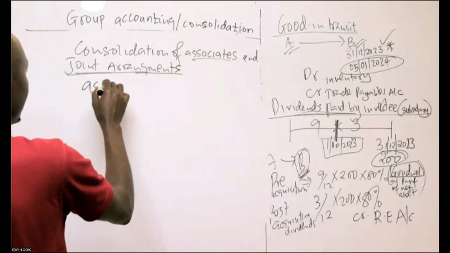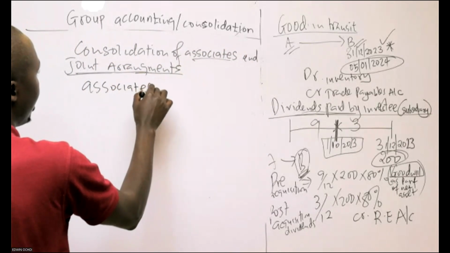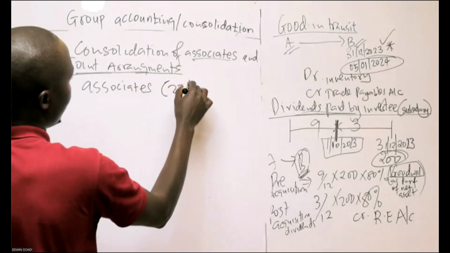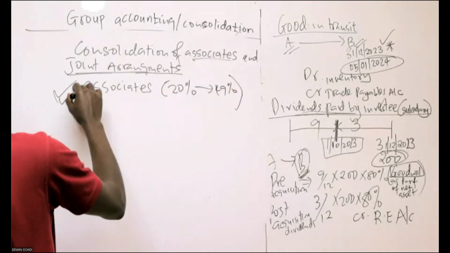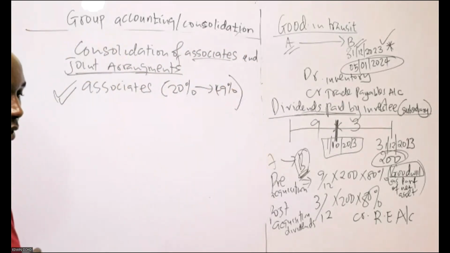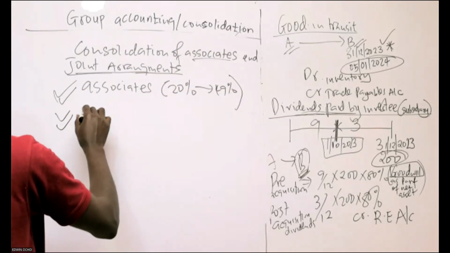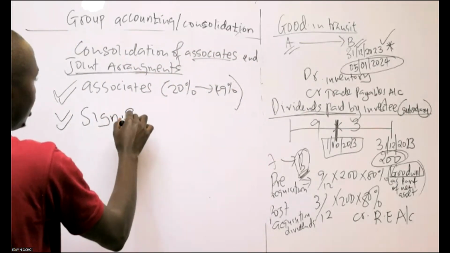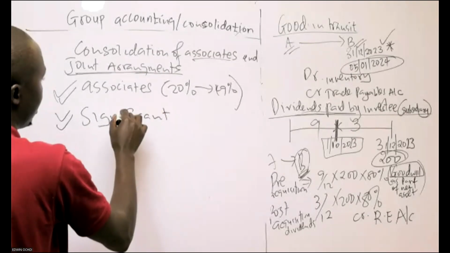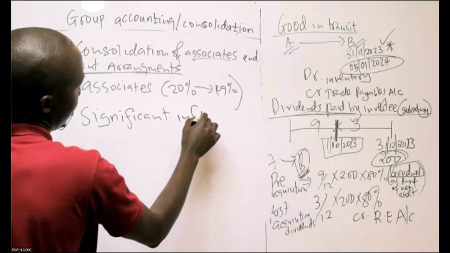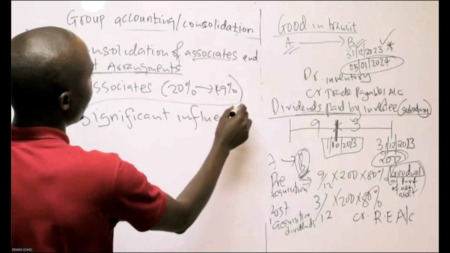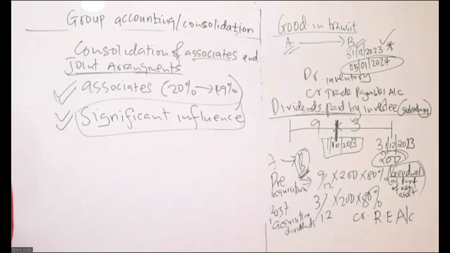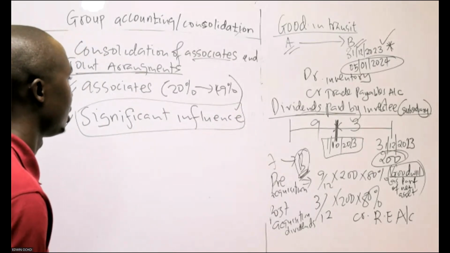When we talk about associates, remember these are entities acquired by the parent company between 20% and 49%. So the parent doesn't have control in these companies. He has just an interest, which is called significant influence. So the parent has a significant influence in the associates. The parent doesn't have control in associates.